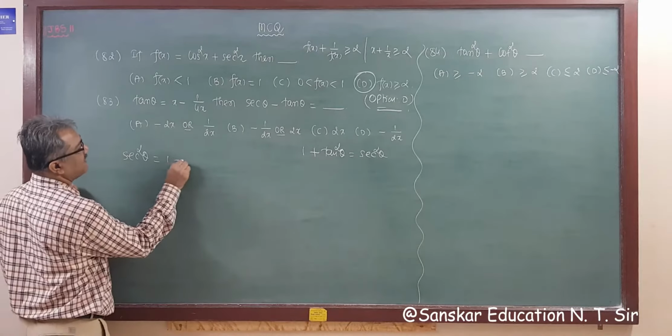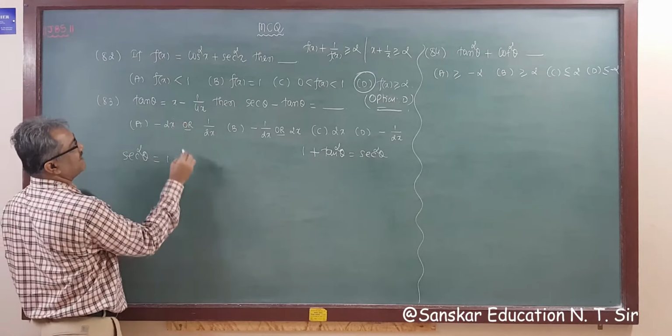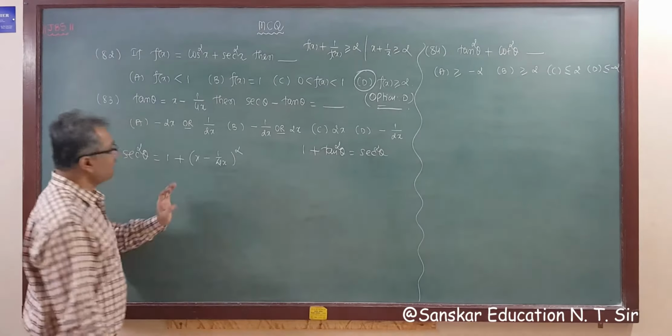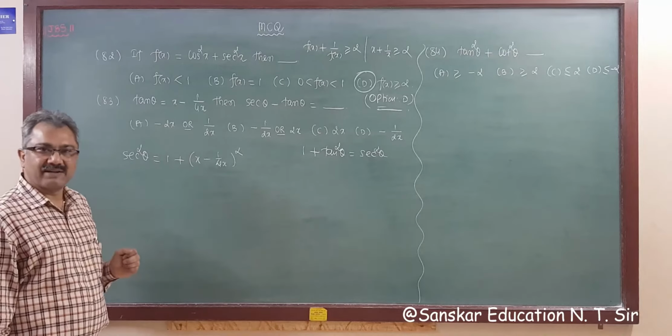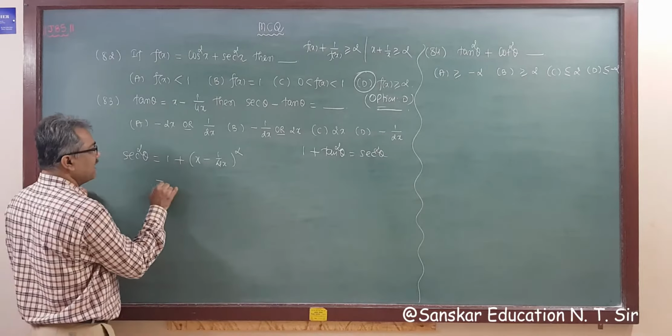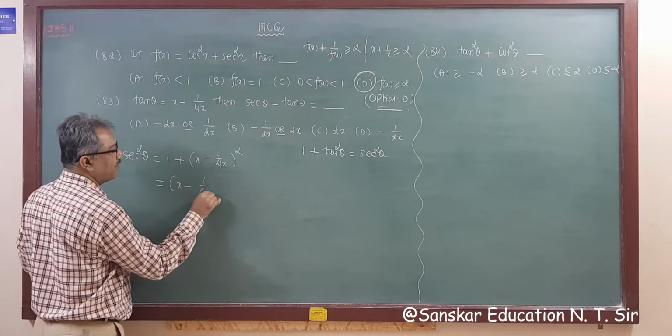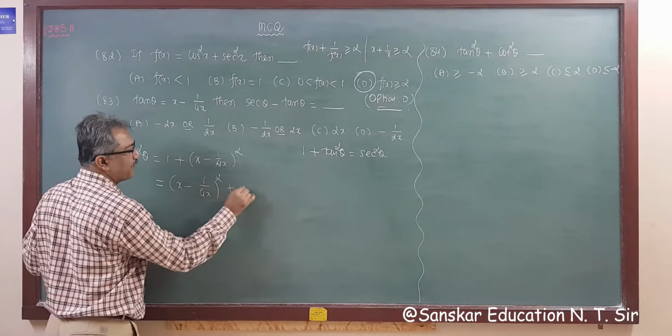So 1 plus tan square theta is this. So (x minus 1 upon 4x) whole square, tan theta whole square. Now this is a minus b whole square plus, if I multiply this, then what is the answer? 1 or 4? 4, right? So I am making some mistake here. So it's okay. So this is (x minus 1 upon 4x) whole square plus 1.